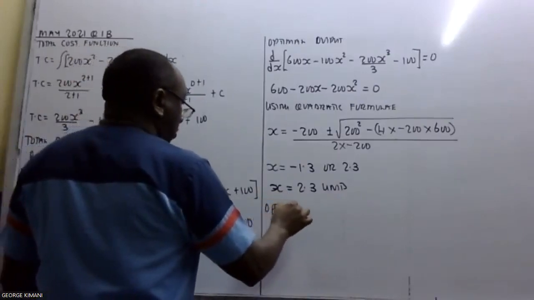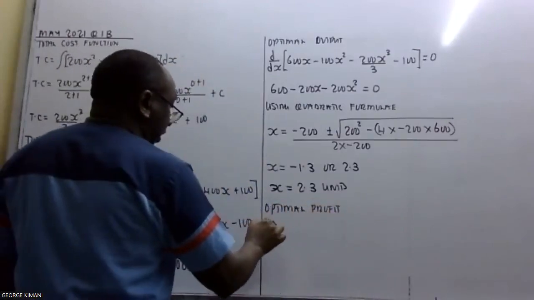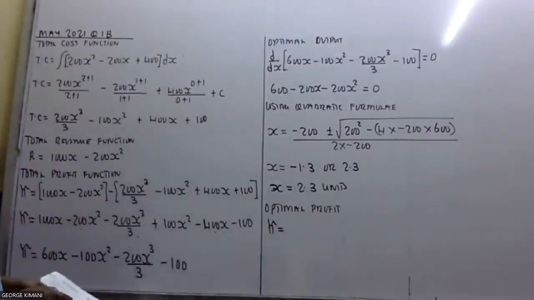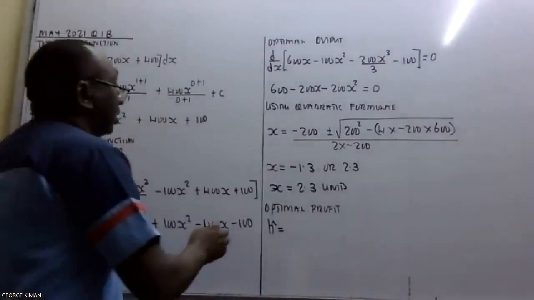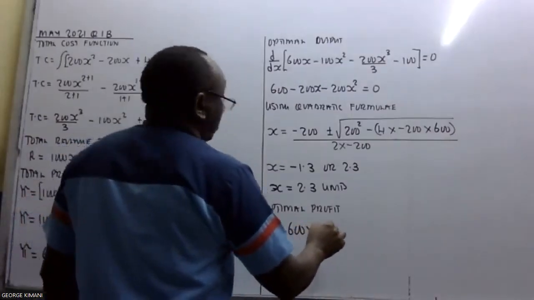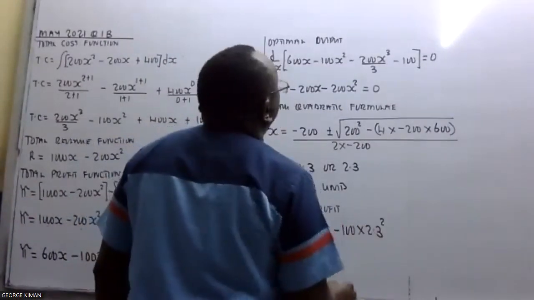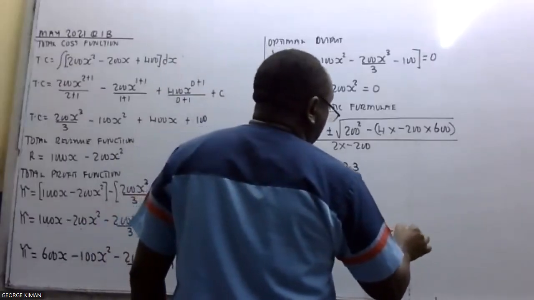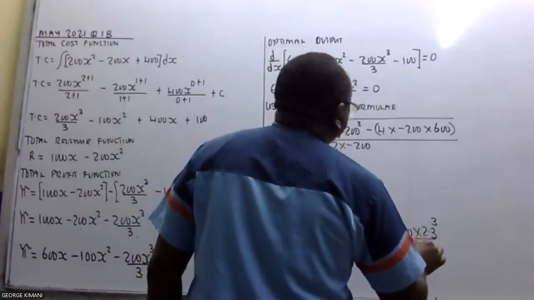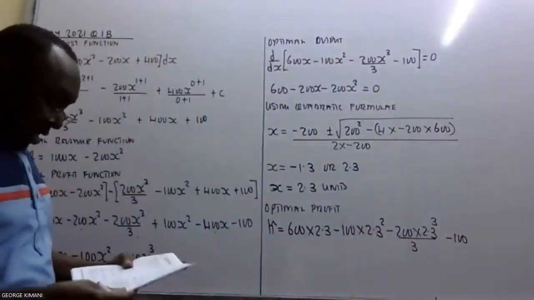So when they want optimal profit, you say pi is equal to, you take this profit function, the profit function is here, 600 times 2.3 minus 100 times 2.3 squared minus 200 times 2.3 cubed out of 3 minus 100. So get your answer there.